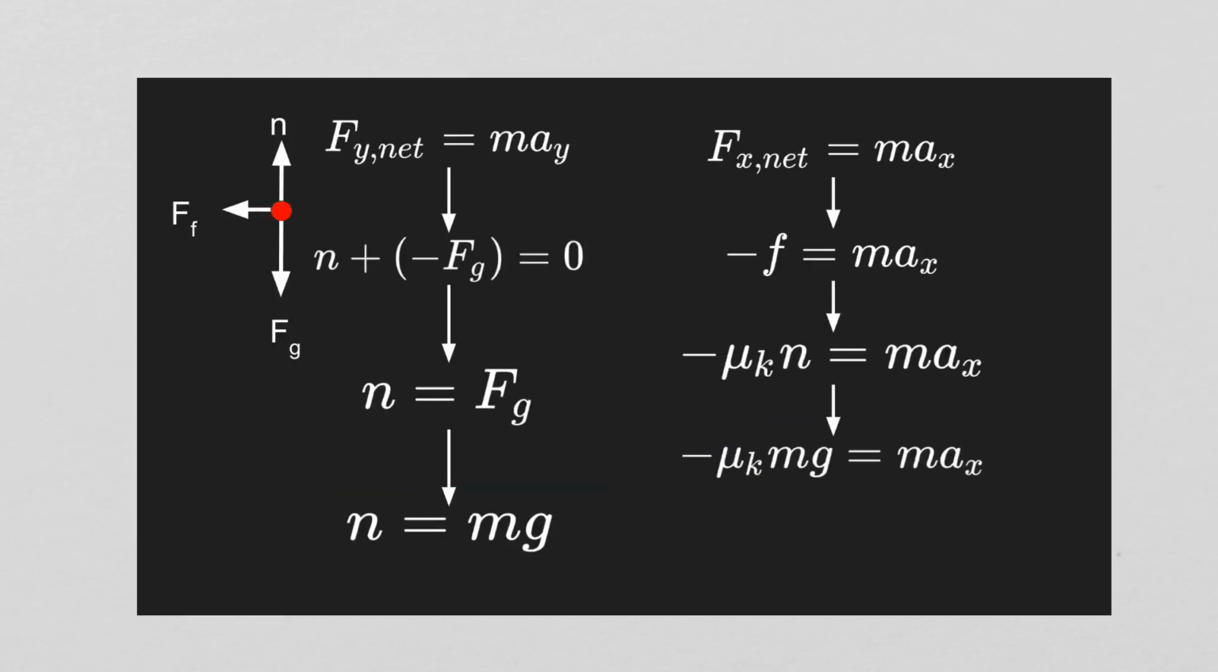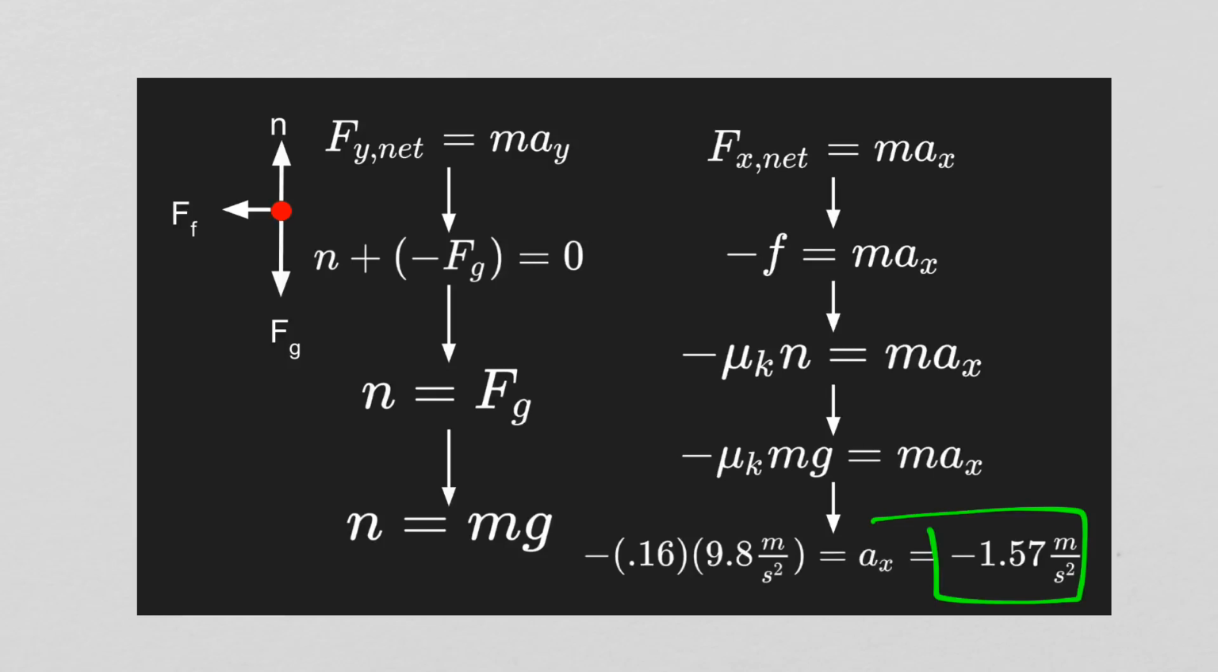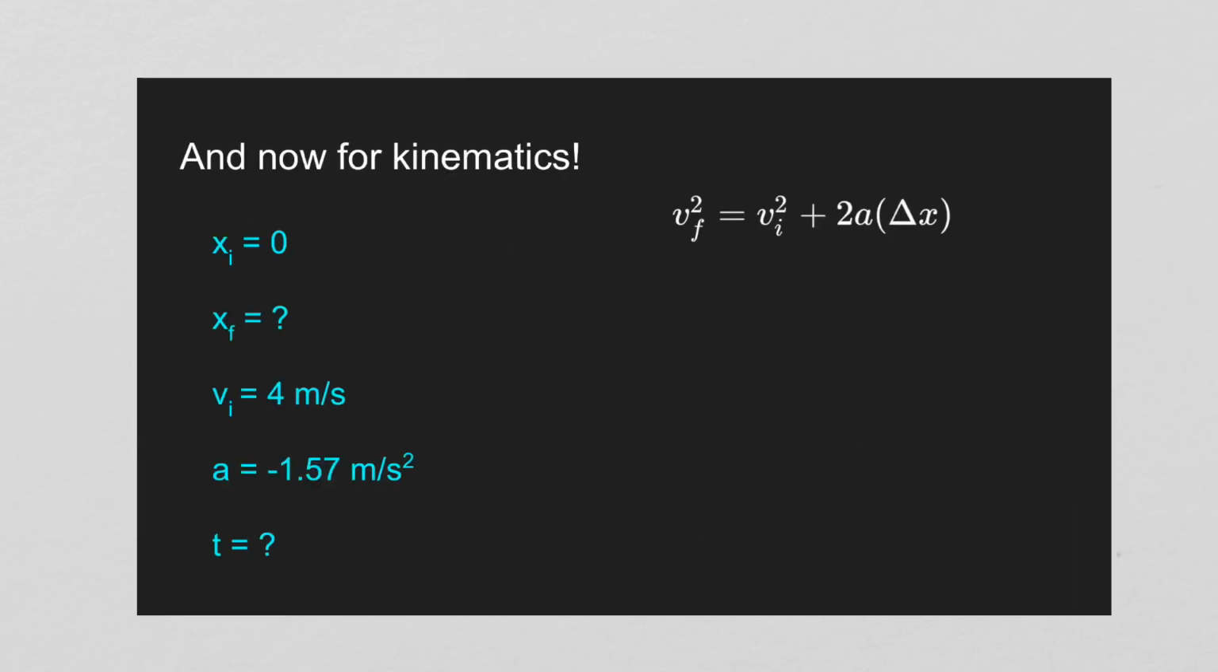And there it goes. Those m's are going to cancel out, and you're going to get the acceleration is just negative 1.57 meters per second squared. And negative is just directional. It means to the left in this case. Now go kinematics.